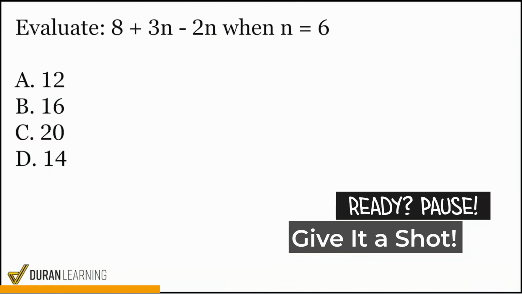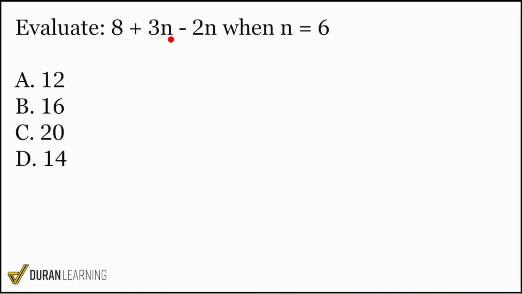All right, next up, we see that we have evaluate 8 plus 3n minus 2n when n equals 6. So here's what this means, everybody. N equals 6 is what's going to be replacing each instance of n. So we see the n right here in front of the 3 and another one in front of the 2. So there are two ways we can really think about this, everyone, and I want to show you both ways because it's worth helping you wrap your mind around evaluating expressions with some mental math.